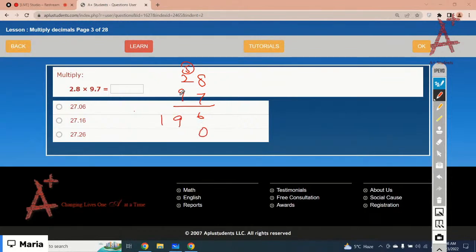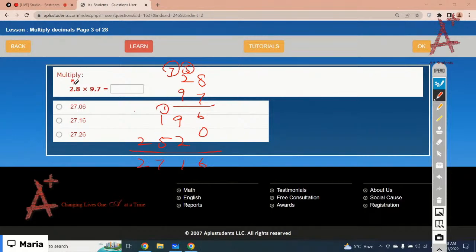Then you are going to multiply the tens digit. 9 times 8 is 72. Write 2 and carry 7. 9 times 2 is 18 and 7 is 25. Got it? So you have 6, 9 and 2 is 11, write 1 and carry 1. 5 and 1 is 6, and 1 is 7, and 2.